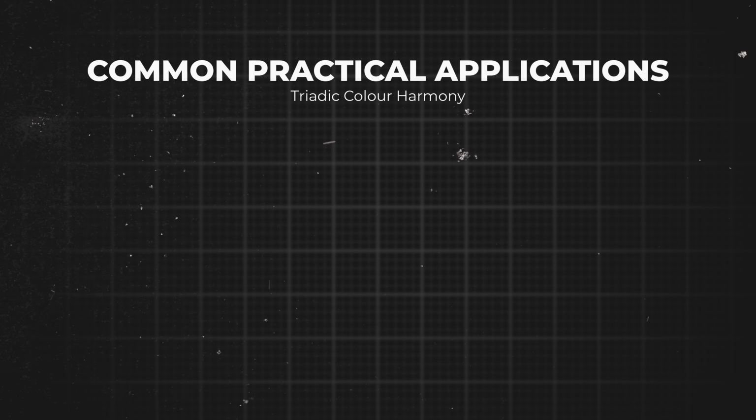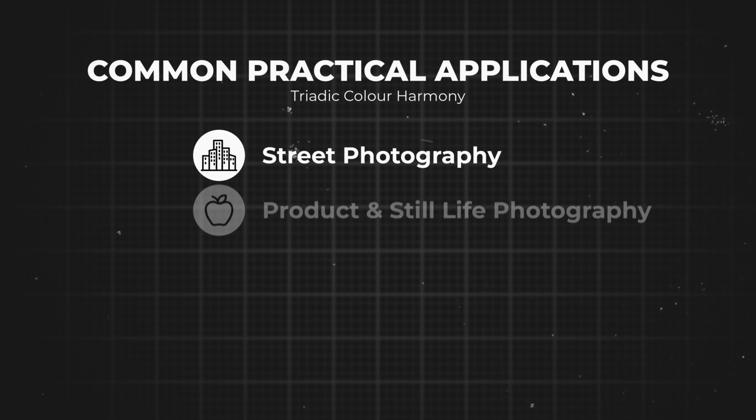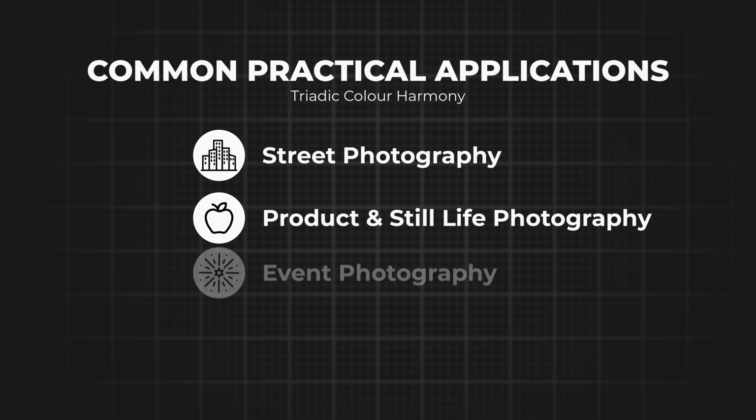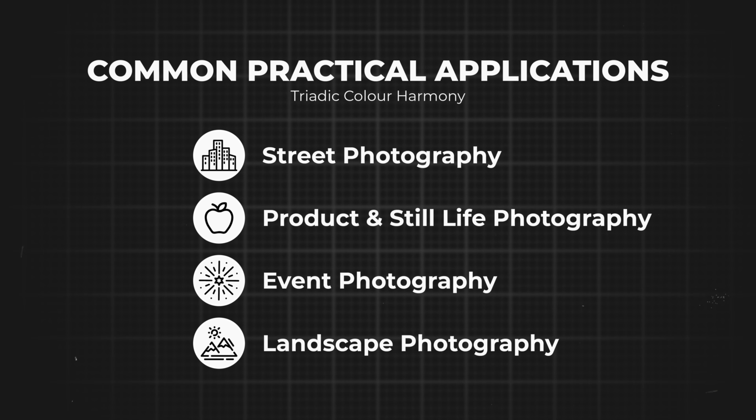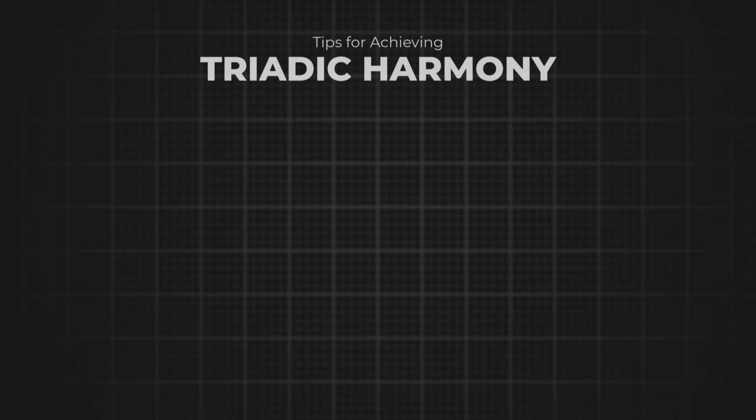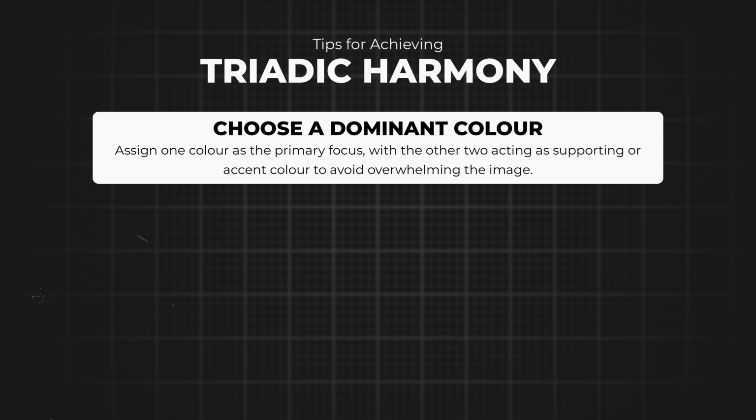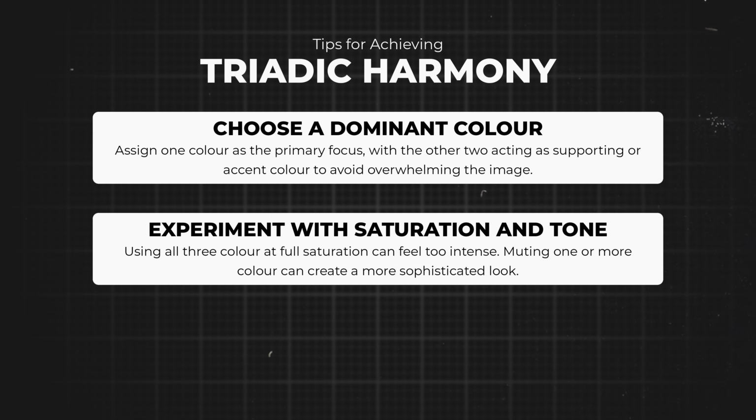Now you'll often find this in street photography, product and still life photography, events photography, and also landscape photography. Tips for achieving a triadic color harmony would be to choose a dominant color. Assign one color as the primary focus, with 2 other colors acting as a supporting or accent color to avoid an overwhelming image, as well as experiment with saturation and proportions.